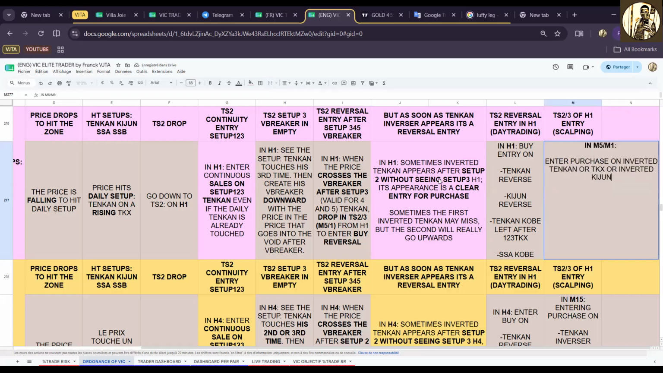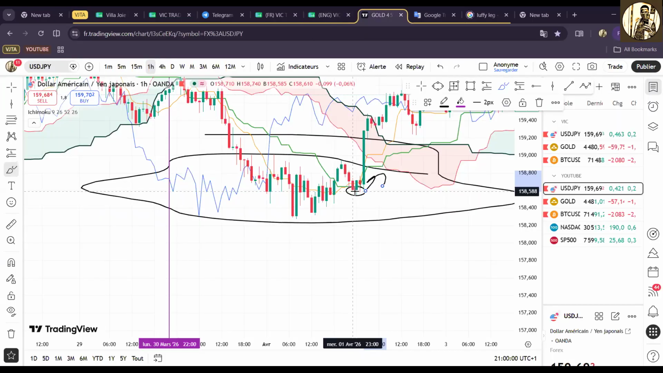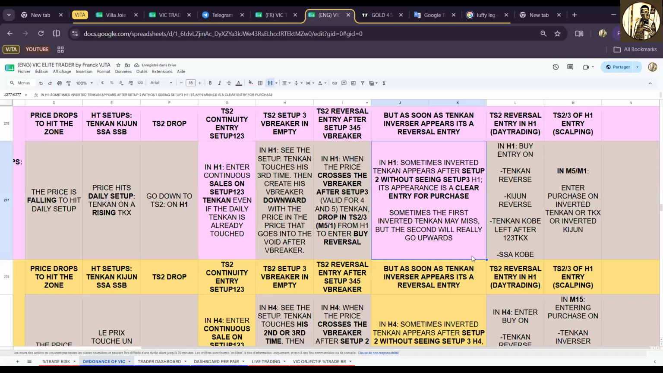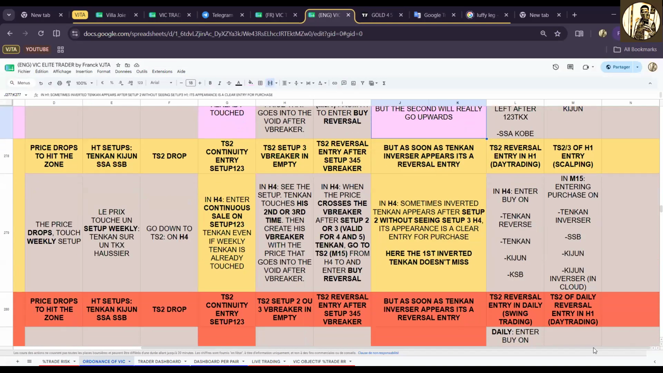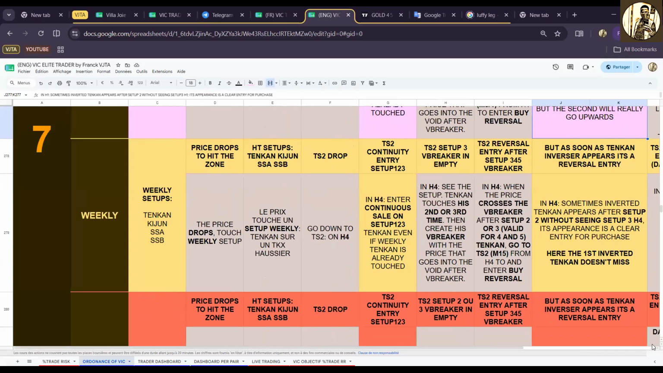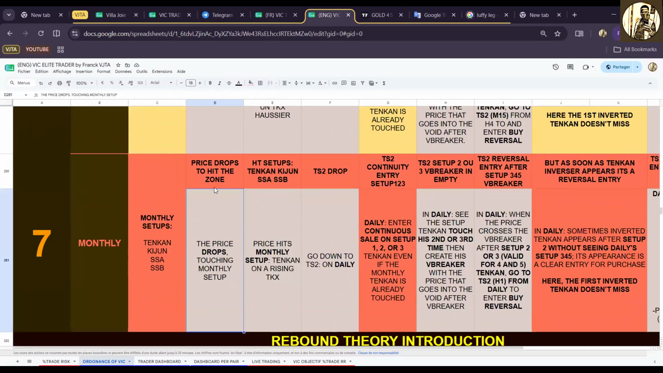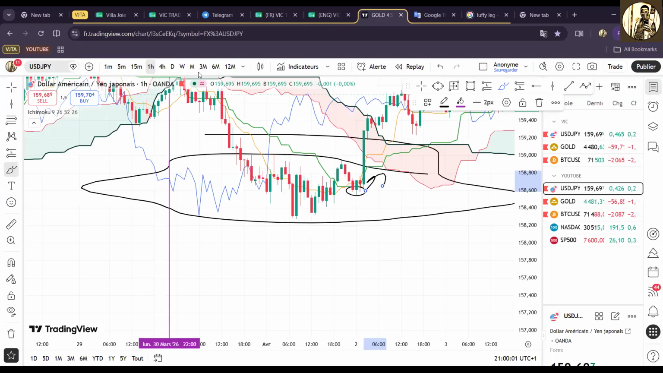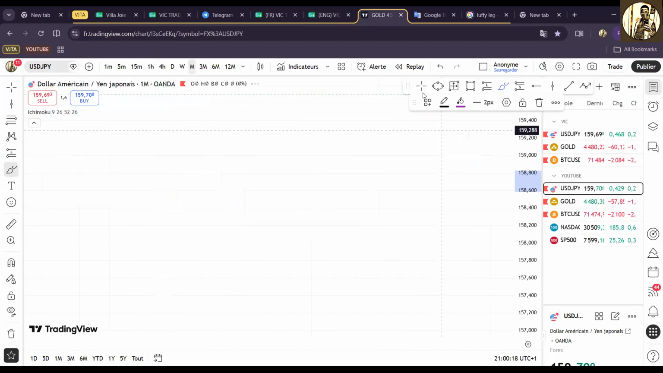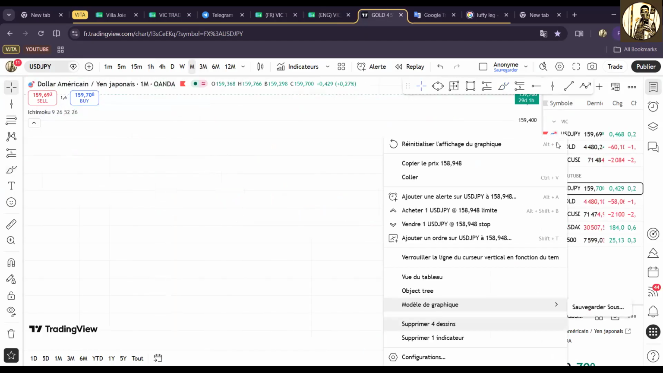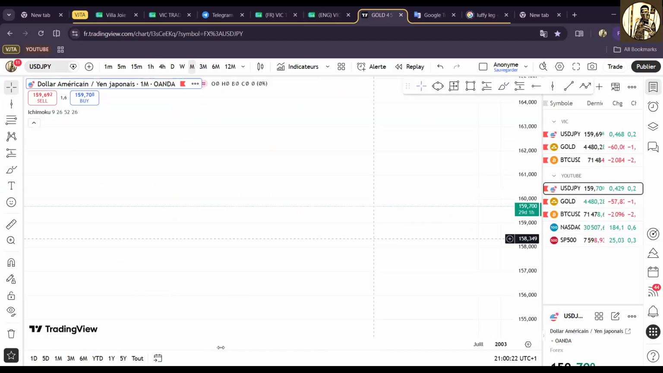So I will not drop, but you know that Tenkan inverted will give you a purchase there. So let's do the monthly. It is the same thing on weekly and monthly. Let us do the monthly, for example. On monthly, the price is dropping on a monthly setup, and that setup is a Tenkan monthly.